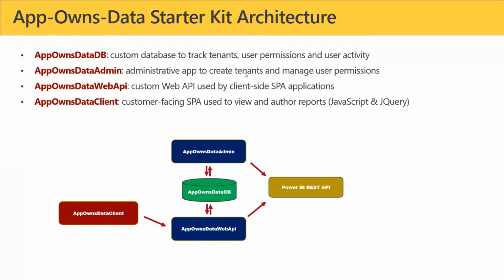Then it's able to call the Power BI REST API and generate an embed token and other various data needed for embedding, and that gets passed back to the client tier. So what we're focused on today is not this app owns data client. That's the original one, and I did that in a fairly straightforward jQuery and JavaScript implementation.